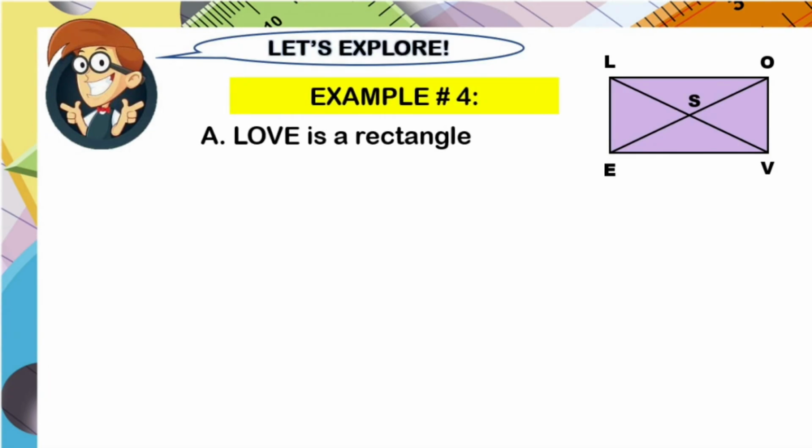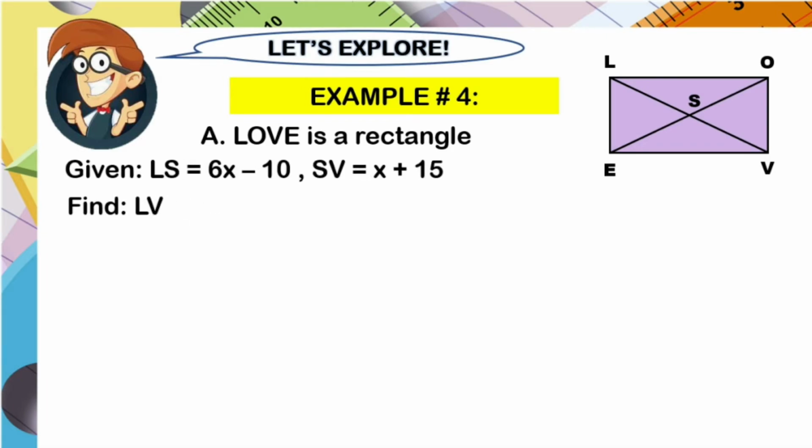Now, for our last example, we use the same figure, rectangle LOBE, given segment LS is equal to 6x minus 10, and SB is equal to x plus 15. Find the measure of diagonal LB. To be able to solve for the measure of diagonal LB, let us remember that diagonals bisect each other. Thus, segment LS and segment SB are congruent. Based on the given statement, we have LS is equal to SB.